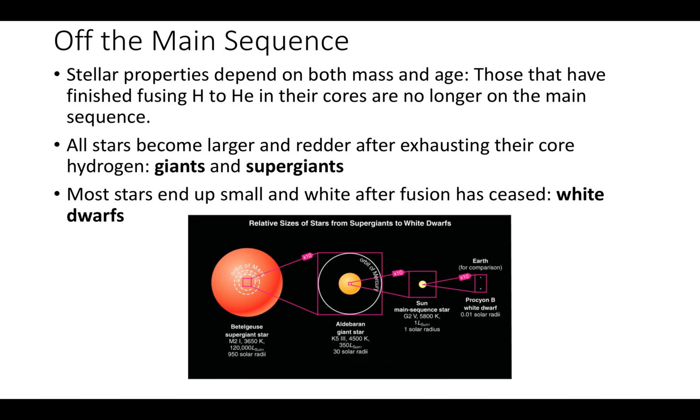Now, stars that are off the main sequence, and this is where it gets kind of cool, are giants and supergiants. If it's above the main sequence, that means they're larger, redder, and they go through their core of hydrogen a lot faster. Stars that are below the main sequence are smaller. They end up the color white after fusion has ceased, and we call them white dwarfs for a reason.